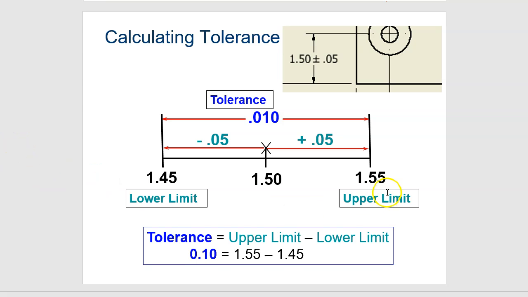Those are your limits. And to calculate the overall tolerance, it's the difference between these two measurements. If you look at that plus or minus 0.05, that is going to be 0.1. You can find it 2 different ways, but it's the difference between the two measurements. So that's the tolerance that it's specifying.